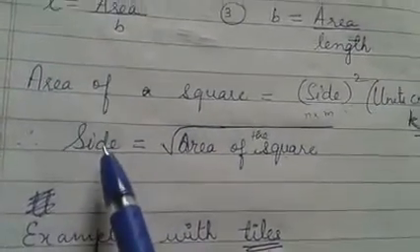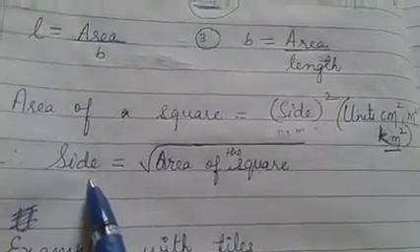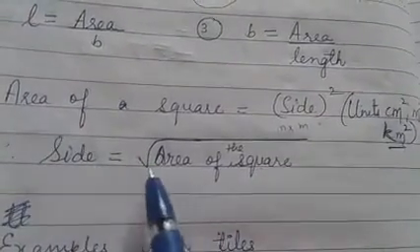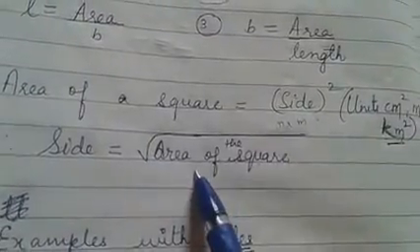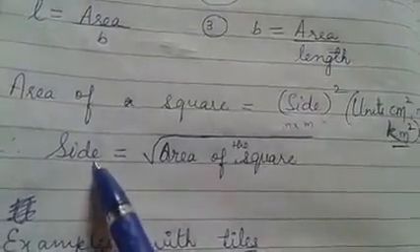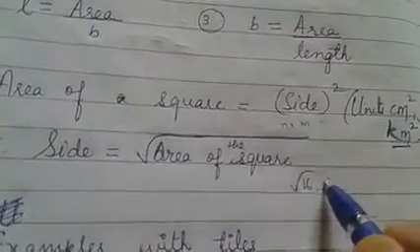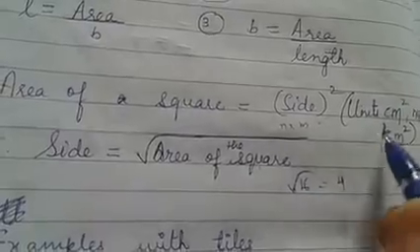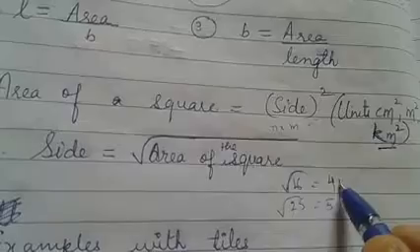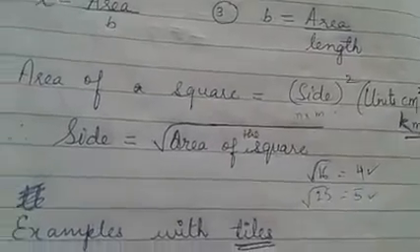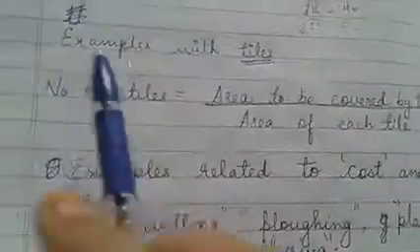Now the area of a square is side square. But what if I have to find the side? When the side is to be found, the area should be given. Then the square root of the area of the square will give you the side. For example, the square root of 16 is 4, since 4 fours are 16. The square root of 25 is 5. This means the sides will be 4 and 5. Okay, and so on. Now there will be some problems which will be related to tiles.